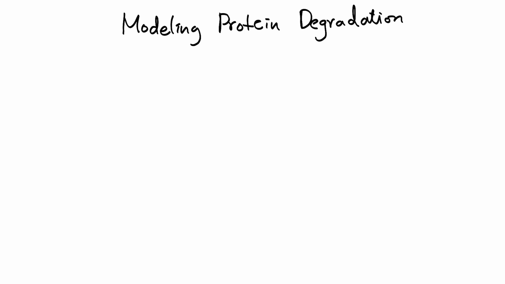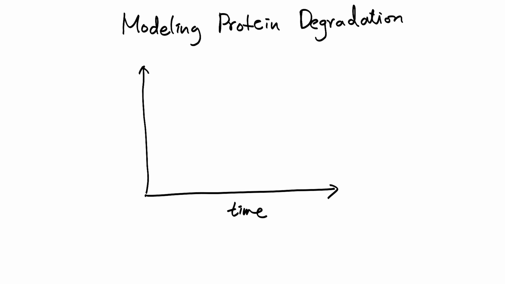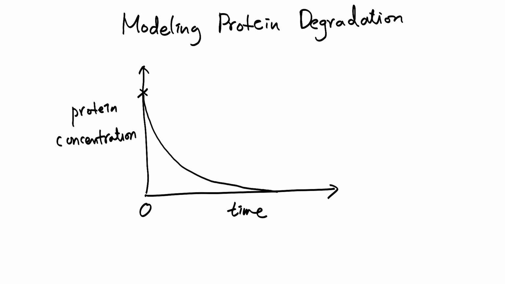Let us see how we can model protein degradation. Let me draw a graph. The horizontal axis is time and the vertical axis is protein concentration. Let us assume that the initial protein concentration is here, and also we assume there is no protein production. The protein concentration level starts decreasing and eventually reaches 0.